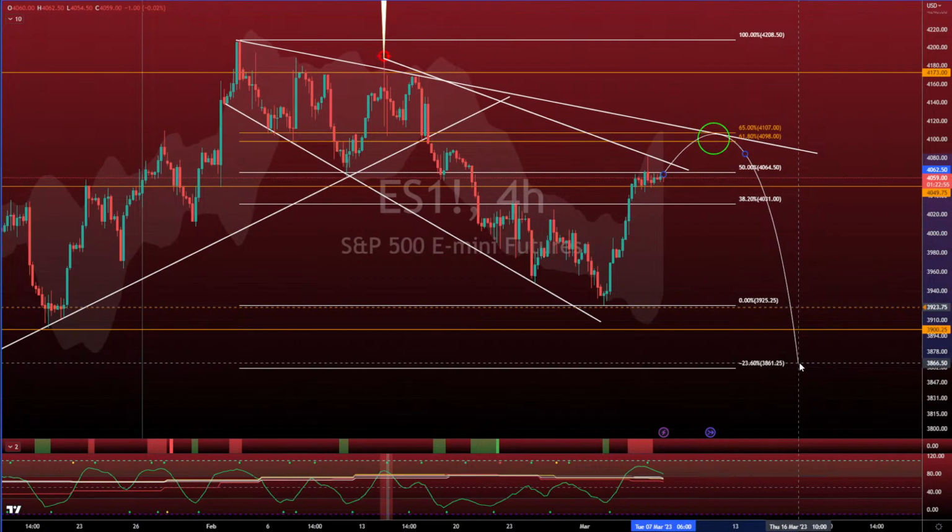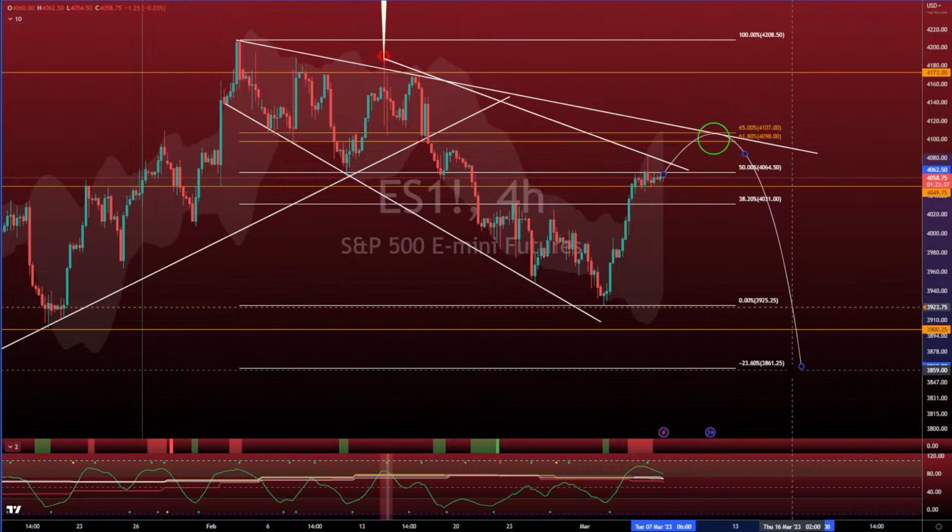So if we do get a drop into that futures expiration, this would be the perfect scenario. Now, that certainly does not mean that's what's going to happen. It doesn't mean that's what's going to happen, but it certainly does mean that this is a real possibility that we've got in front of us.